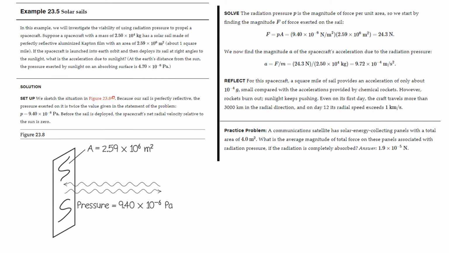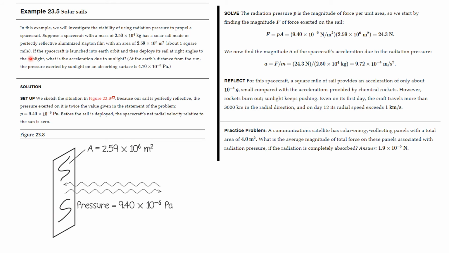And in fact, we're going to use this to solve a problem. So in this example, we investigate, is it possible to use radiation pressure to propel a spacecraft? Suppose you had a spacecraft with a mass of 2.50 times 10 to the fourth kilograms, traveling in a vacuum, with solar cells made perfectly reflective. This is a specialized film, and this has an area of 2.59 times 10 to the 6 square meters.